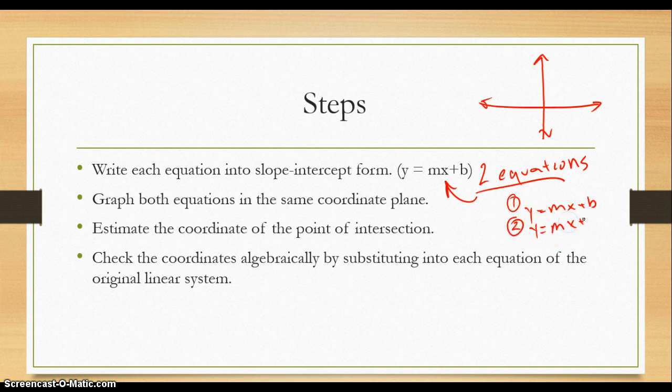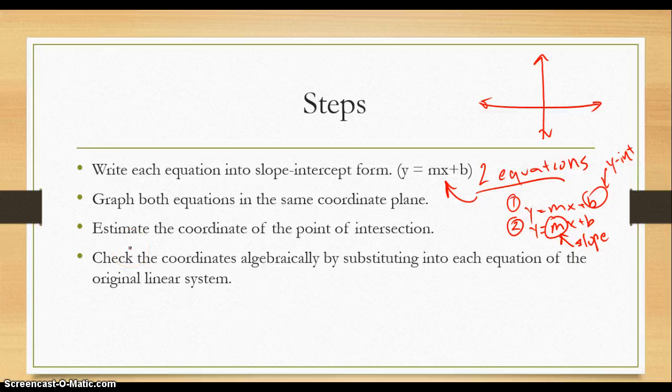And remember, you're starting the graph at your b, which is the y-intercept. And then you're going to create your line using your m, your slope. Okay? The most important thing to do is make sure you pay attention to where those lines are. Okay? What direction they're going in. So then you're going to estimate the coordinate of the point of intersection.